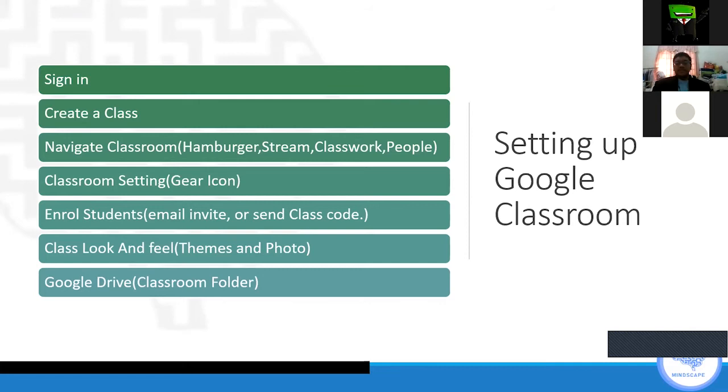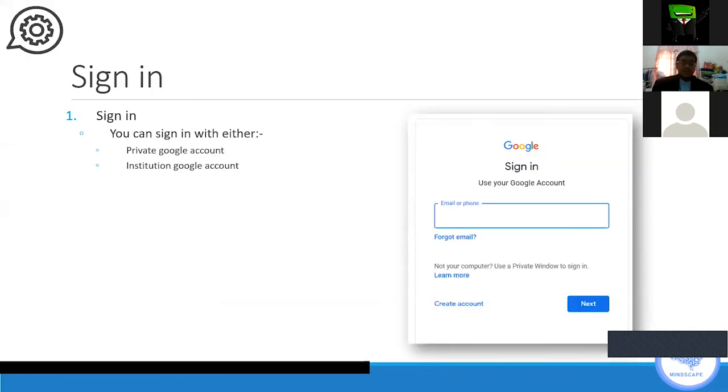Let's start with the first step, which is signing in. Signing in is quite simple. You can sign in with either your own private Google account or your institution Google account that you have set up for G Suite for Education. I will explain more about G Suite for Education later on when we do the practical hands-on session.